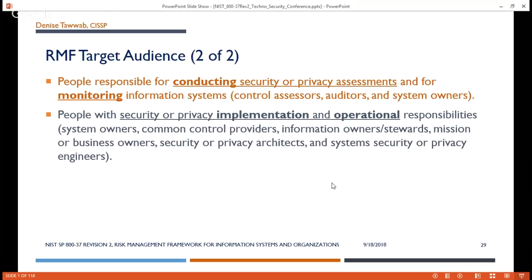Also, people who are responsible for conducting security or privacy assessments and for monitoring information systems. These are going to be your control assessors, your auditors, and your systems owners. And finally, people with security or privacy implementation and operational responsibilities, the people who are at the system level making it happen. This is going to be your system owners, your common control providers, information owners, mission or business owners, security or privacy architects, and system security or privacy engineers.